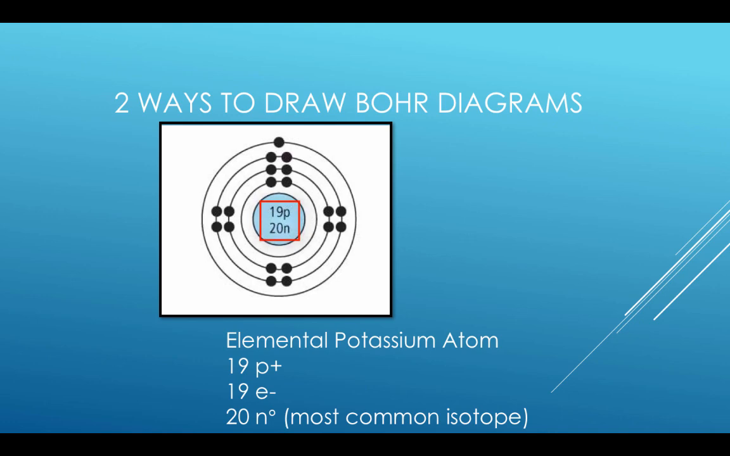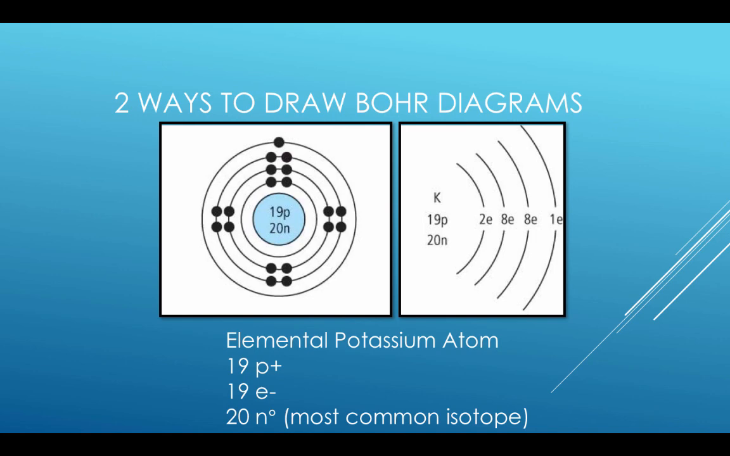Note how the contents of the nucleus are listed in full. We can also avoid having to draw all of these circles by drawing arcs to represent the shells. Then we can write the number of electrons as integers. Our example, potassium, would end up looking like this, where 2e stands for 2 electrons, 8e stands for 8 electrons, and so on and so on. The valence shell would have a single electron, 1e.